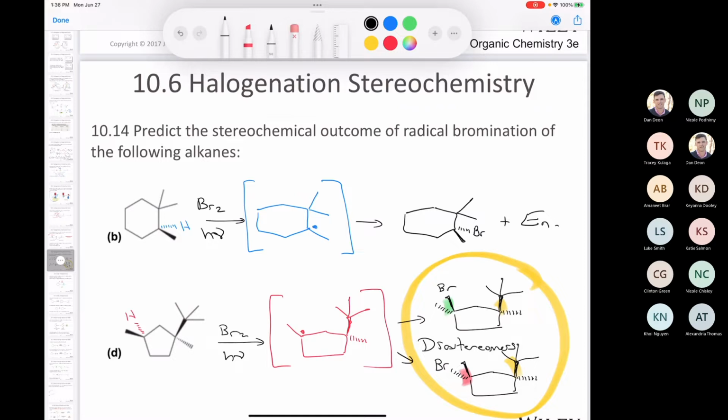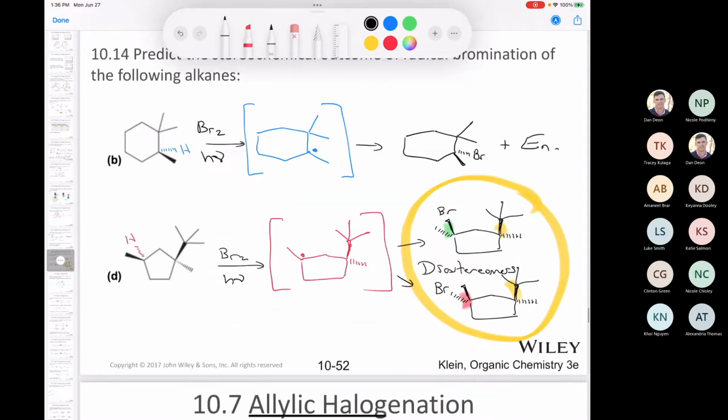Let's cover one more section today. It's called allylic halogenation. So allylic halogenation, we'll just go over it quickly here.